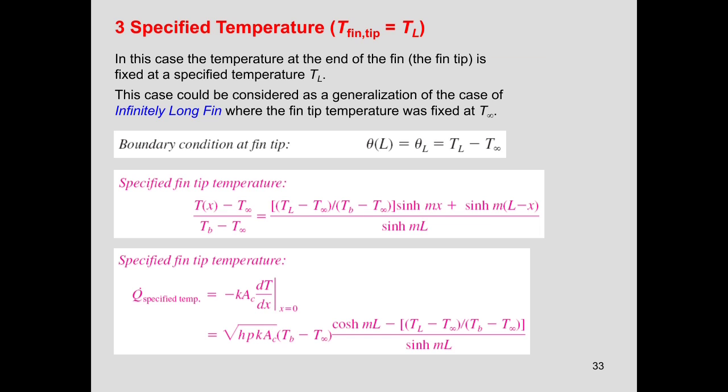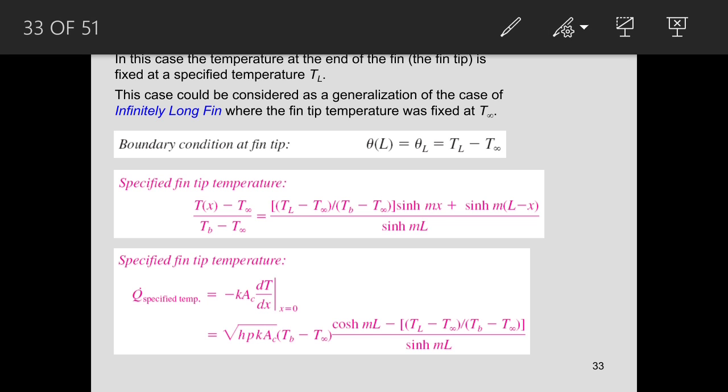If we solve this one, what will we get? We get the temperature distribution over this fin as (T(x) − T∞)/(Tb − T∞) = [((TL − T∞)/(Tb − T∞)) sinh(mx) + sinh(m(L − x))] / sinh(mL). So from that equation we get the temperature distribution over a fin.